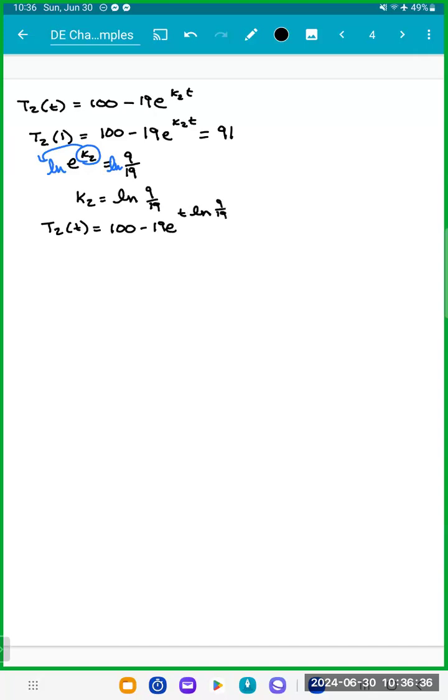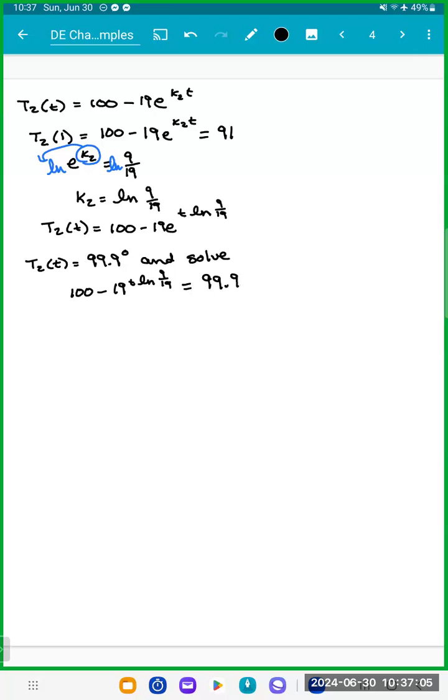Okay, so this gives us that T2 of T is equal to 100 minus 19e to the T ln of 9 over 19. So if we set T2 of T equal to 99.9 degrees, that's what we're trying to do, and then solve, we have 100 minus 19e to the T ln of 9 over 19, and we want it to equal 99.9 degrees Celsius.